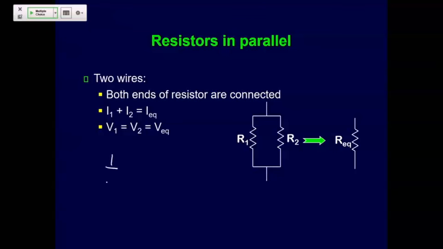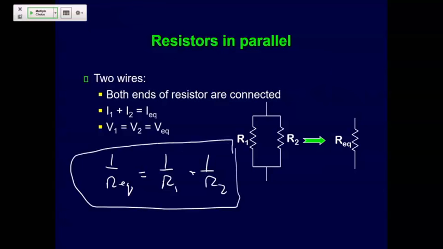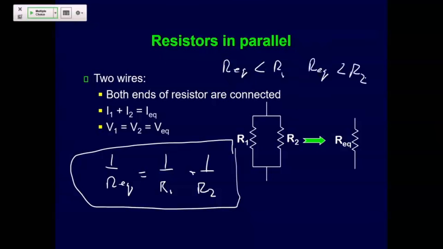And so when we try to find our equivalent resistance for resistors in parallel, it's this equation here. It's this 1 over R plus 1 over R style equation. It's important to note that when you've solved this equation, REQ will always be less than R1, and it'll also always be less than R2.